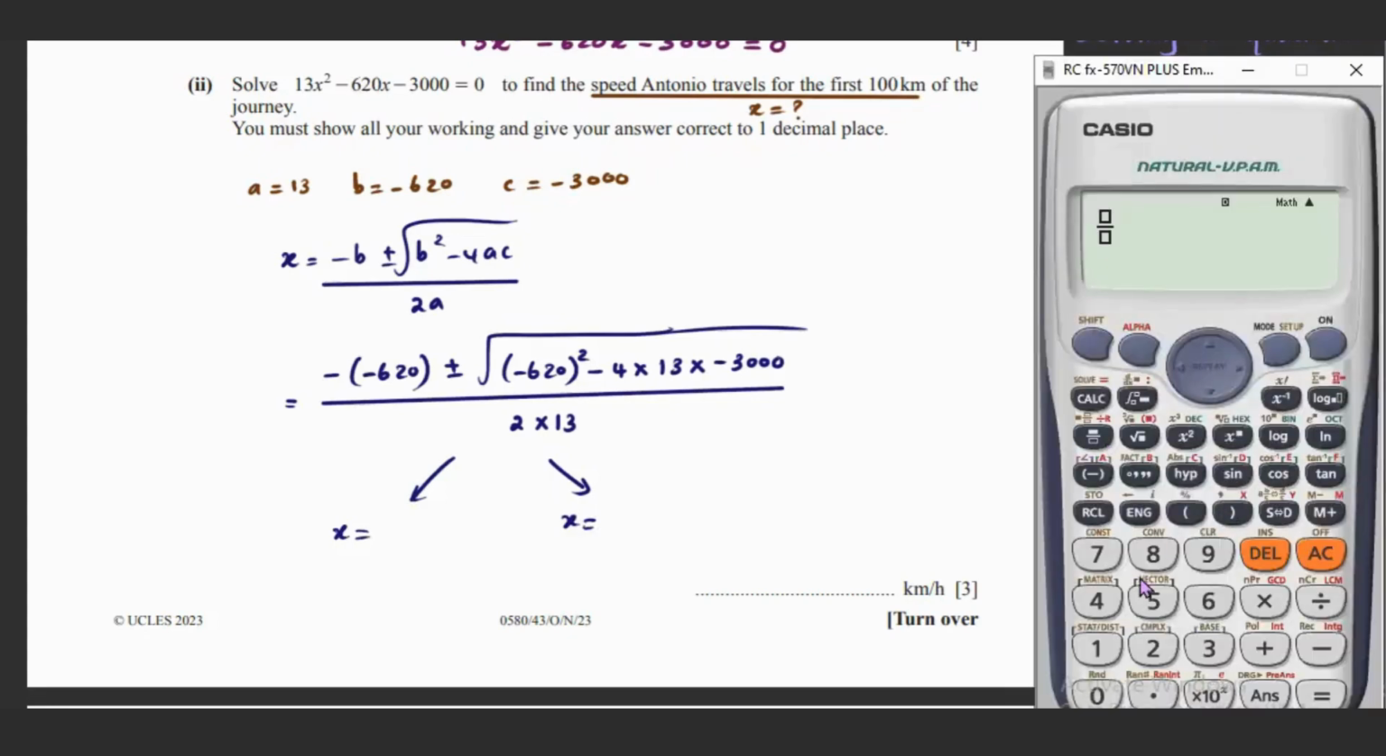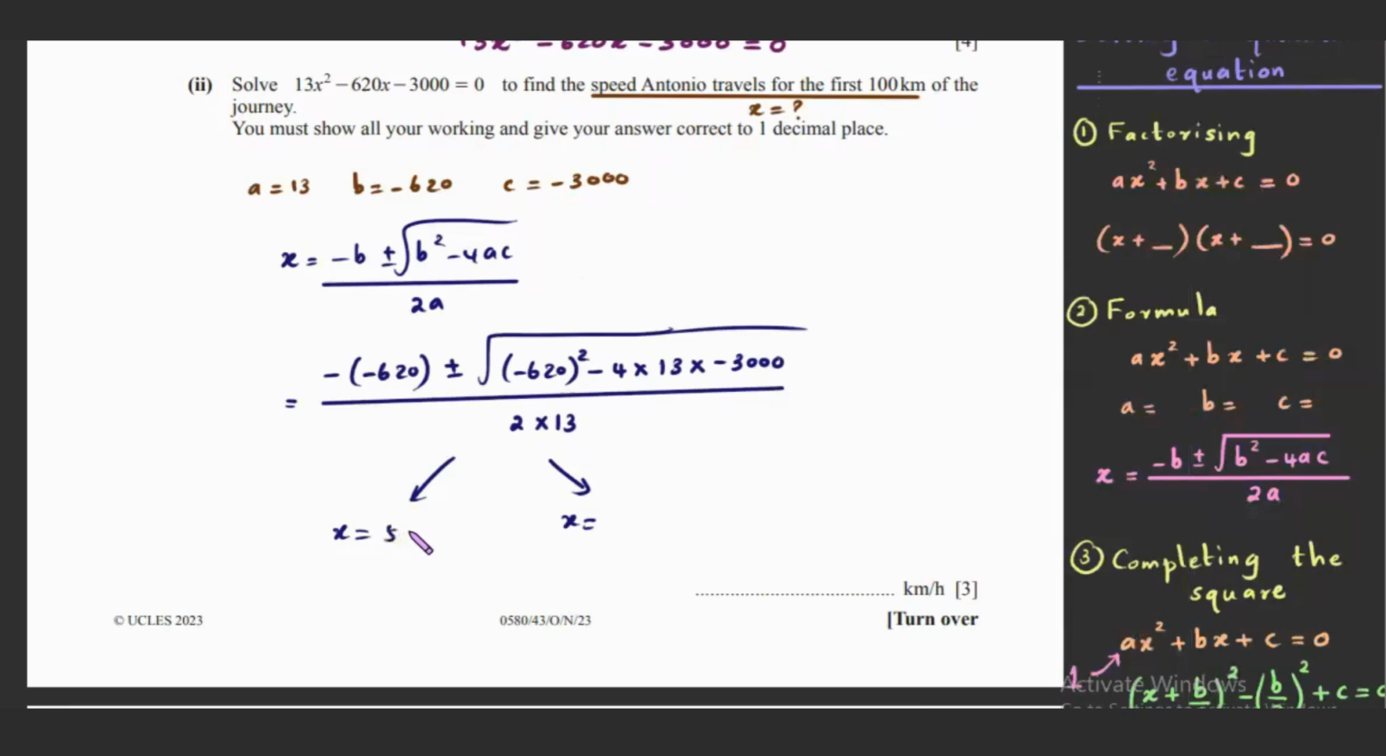So in the calculator, I'm going to put minus 620. Then I have plus square root, within the brackets minus 620 and square this. Then I have minus 4 times 13 times minus 3000, and I need to divide this with 2 times 13. So I get 52.12 as the first value.